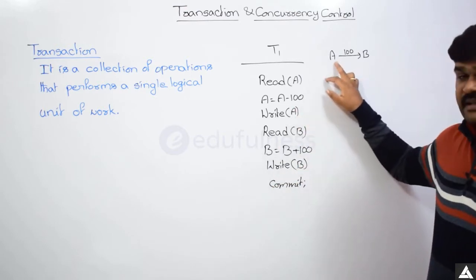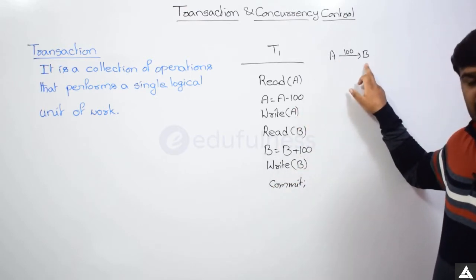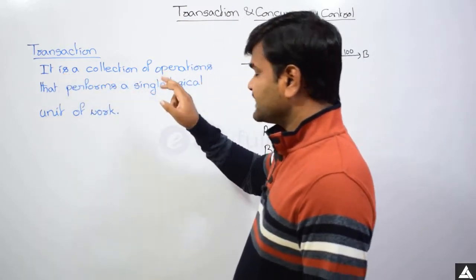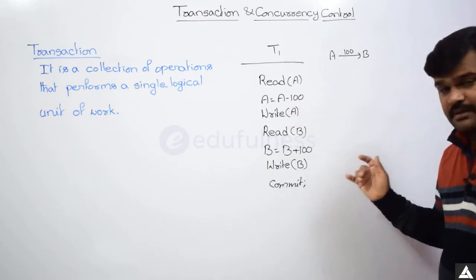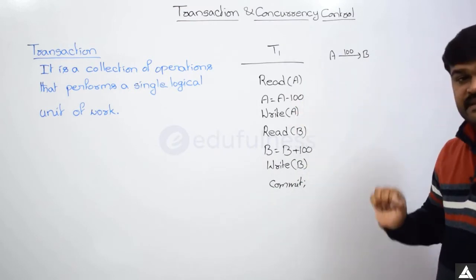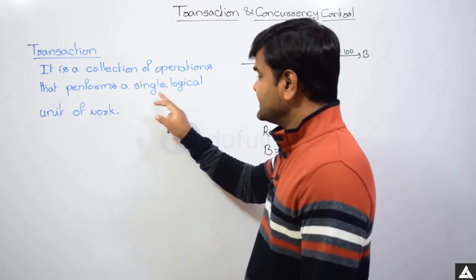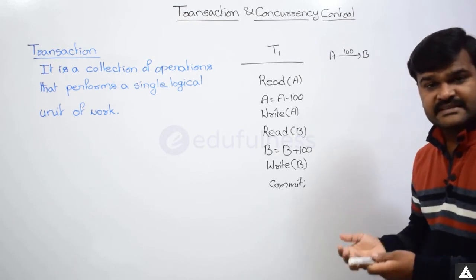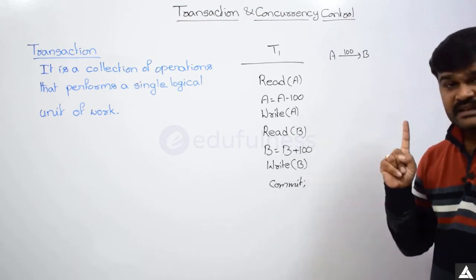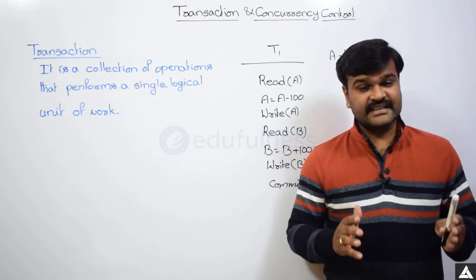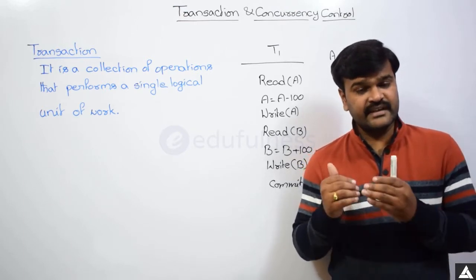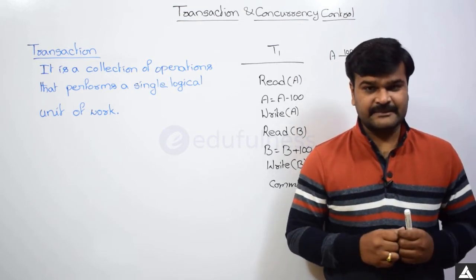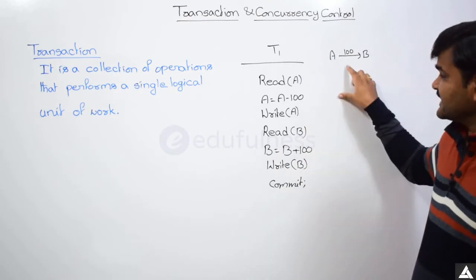So if you want to transfer 100 rupees from A to B, what are all the operations you have to perform? That is a collection of operations, and these are all the operations you are performing. All these are a collection of operations that performs a single logical unit of work. So this is one logical work which is happening in the system. That is one transaction, because we are going to use this word in almost every concept in this chapter, so you have to understand it very clearly.